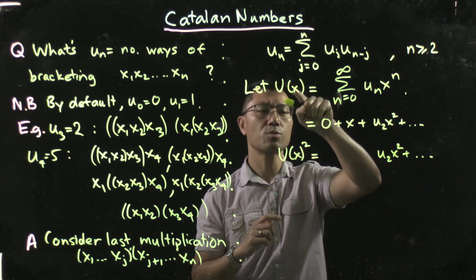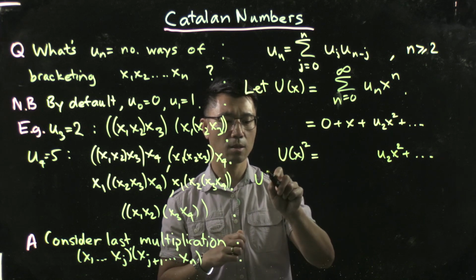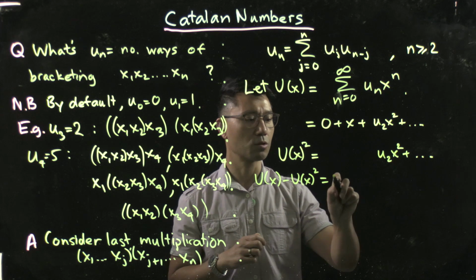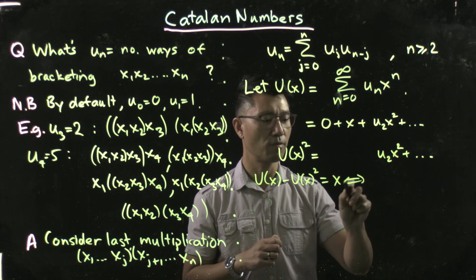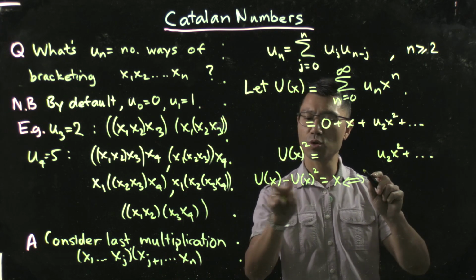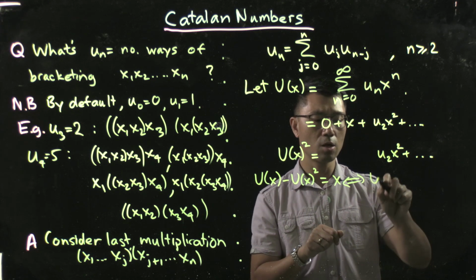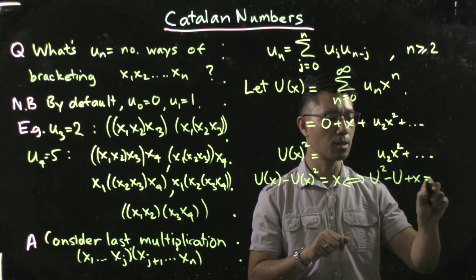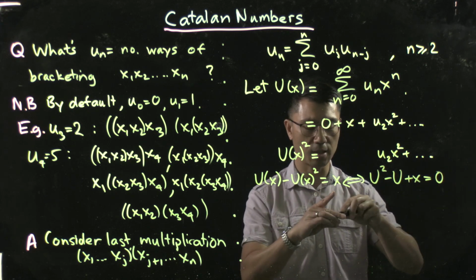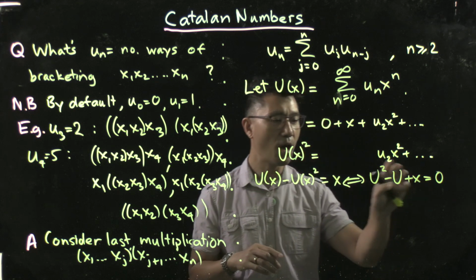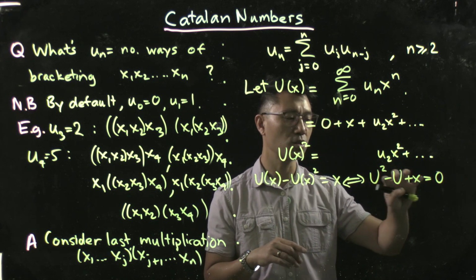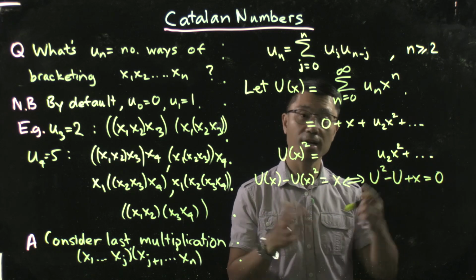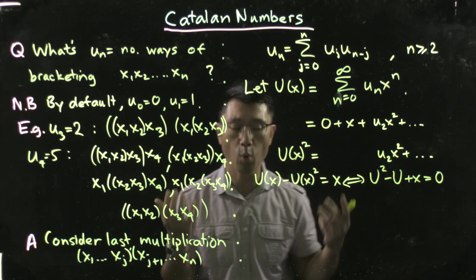And now what you can do is you can do this one minus this one. So u(x) minus u(x) squared is equal to x. And that is equivalent to, I'll drop the function notation, u squared minus u plus x is equal to 0. I'm bringing everything over to the right-hand side. What you'll find is that this generating function u satisfies a quadratic equation. And now you just apply the quadratic formula to determine what u is.